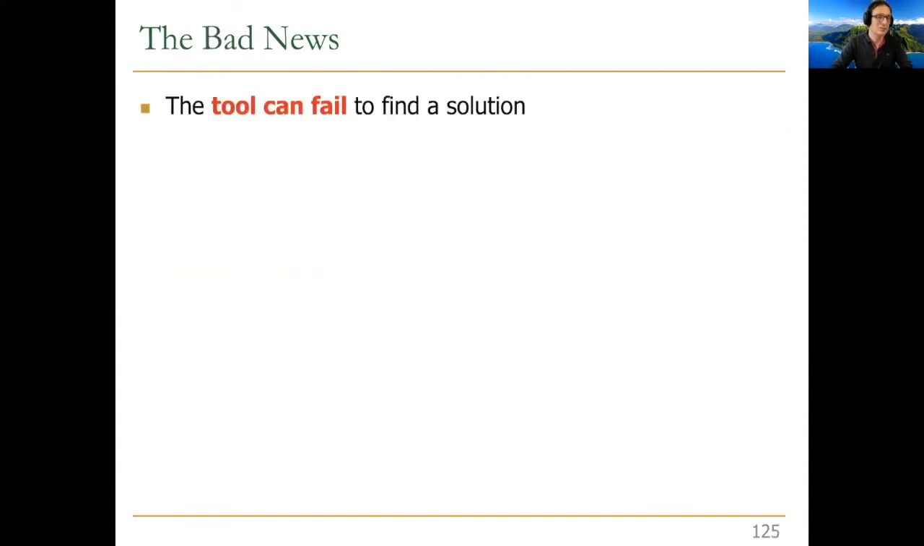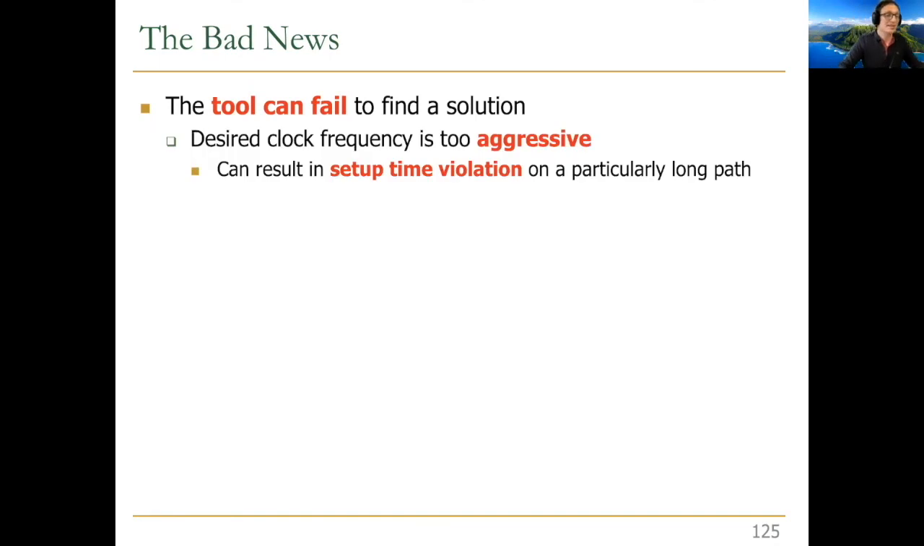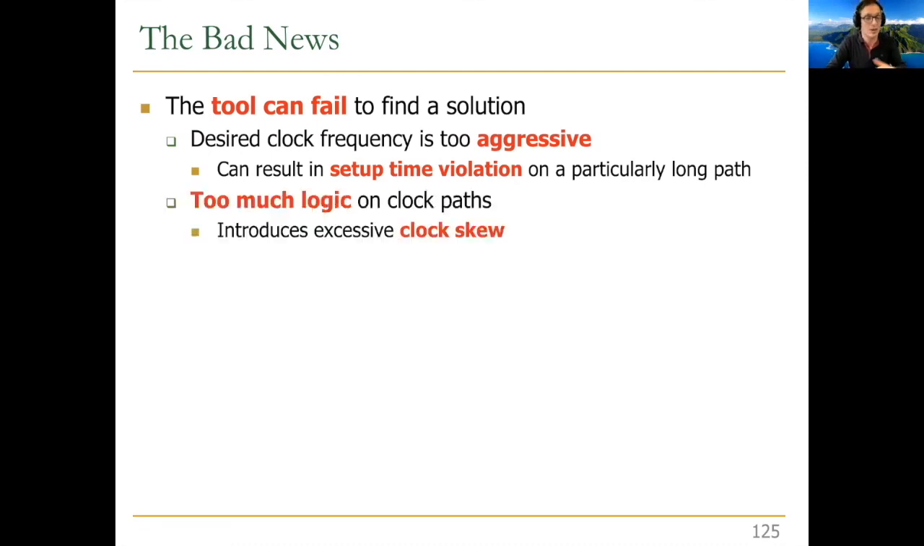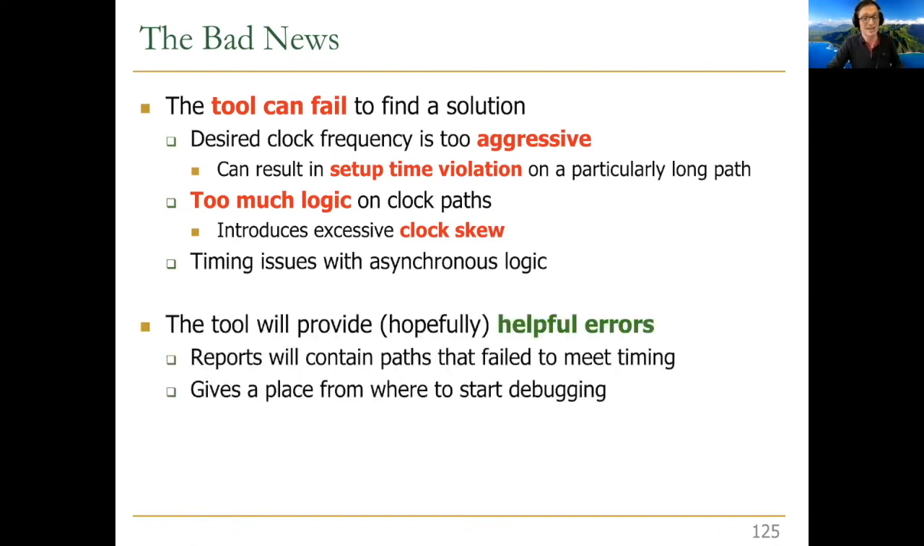And the bad news is the tool can fail to find a solution sometimes, so you're back to square one. Desired clock frequency may be too aggressive. As a result, you may have a setup time violation of a particular long path. The tool may be able to report that potentially. That's good. But still, it may not be able to find it. So you may actually need to go back and modify the circuit. You may have too much logic on clock paths, which may lead to excessive clock skew. You may need to go back and fix your clock distribution paths. You may have timing issues with asynchronous logic, which we did not cover, so don't worry about it at this point.